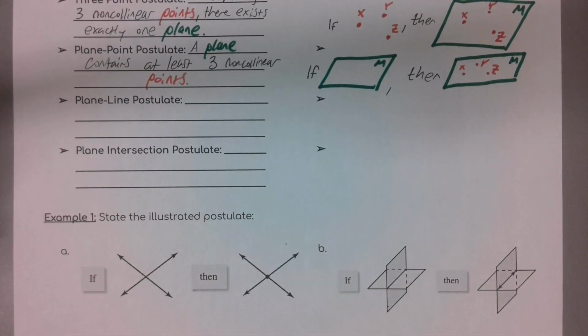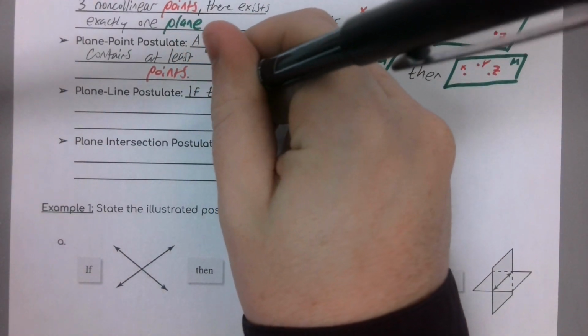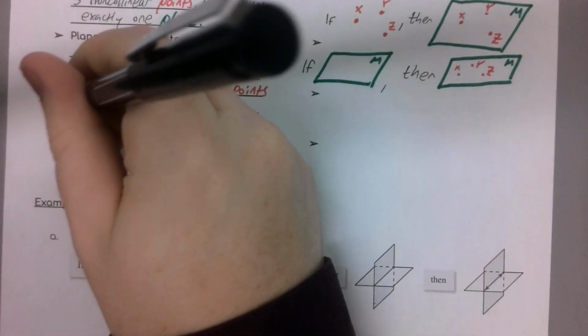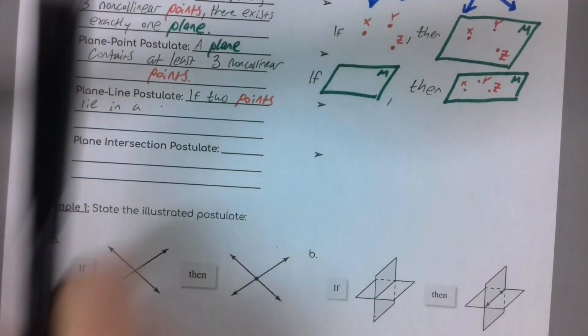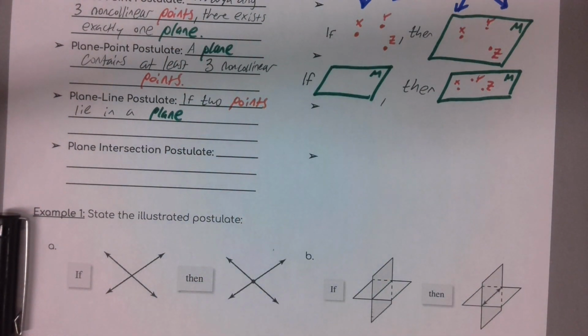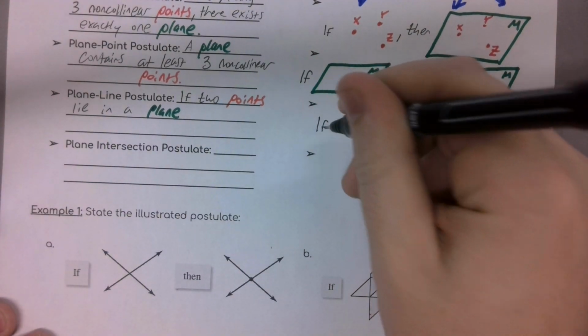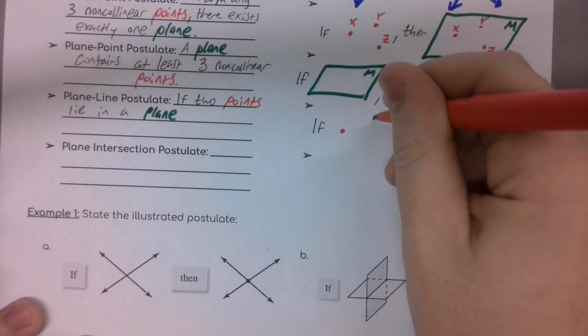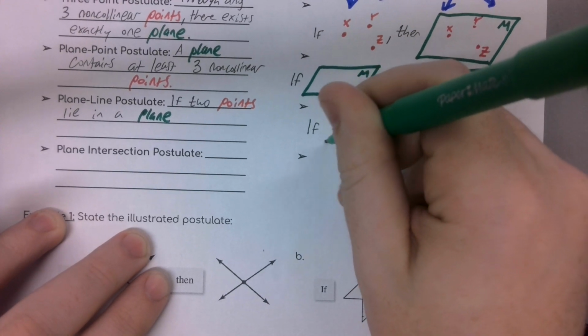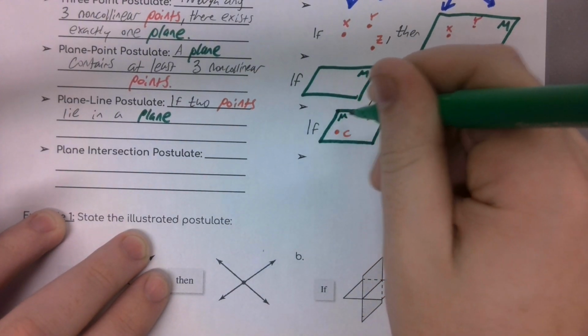Next up, we have the plane line postulate. And the plane line postulate is the toughest of the 7 because there are a lot of things happening all at once. So listen. If 2 points, so again, we're going back to dealing with points, lie in a plane, and I'm actually going to start off by drawing these 2 points in a plane. It'll be a lot easier down the line to see it happen. If 2 points, I'll call them C and D, lie in a plane. So I'm going to call this plane M once again, just for consistency's sake.